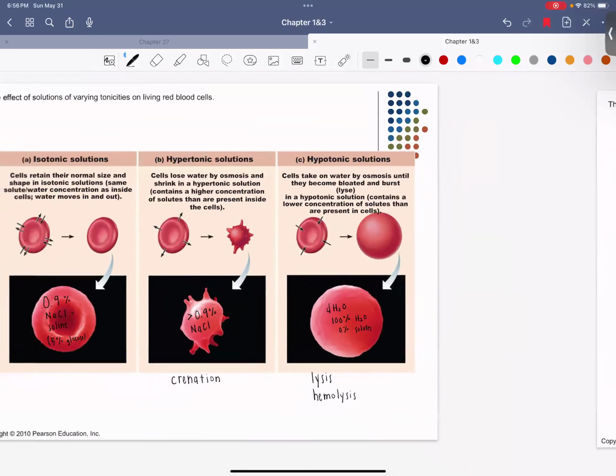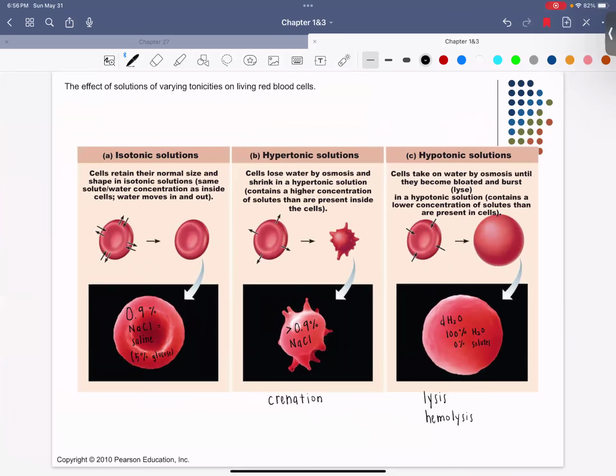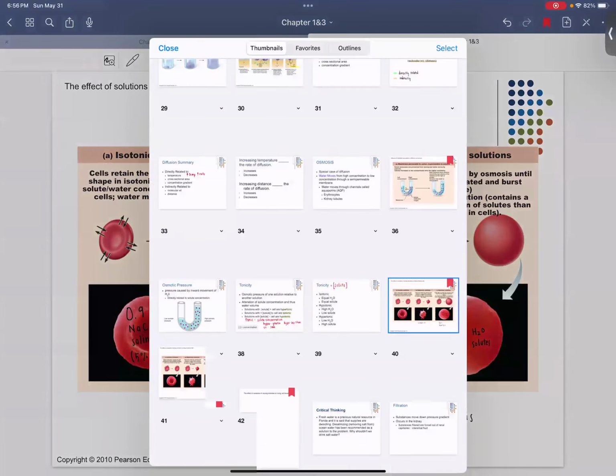So it's important that you understand the effect that these solutions have on our cells, so you know when to give a hypertonic, hypotonic, isotonic IV solution. If you just want to maintain normal hydration status of the body, you're going to give an isotonic solution. If you want to push fluids, if you have somebody who's severely dehydrated, you're going to give them a hypotonic.